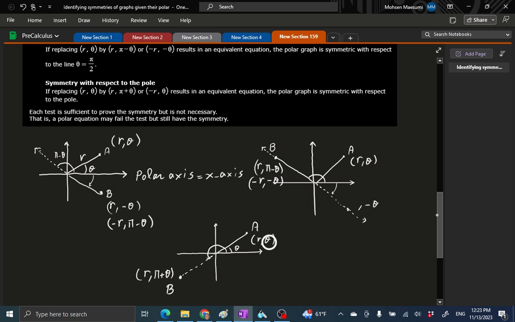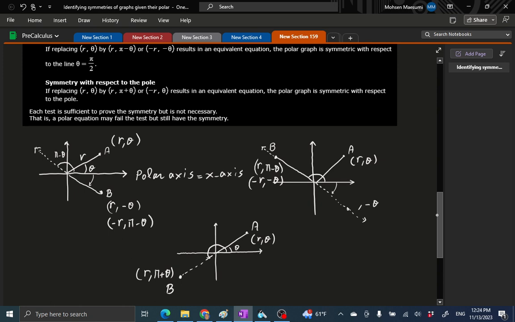So if I change the theta of an equation to pi plus theta, I'm back to the same old equation. I say the graph of that equation is symmetric with respect to the origin. Well, is there another way of coming to B?